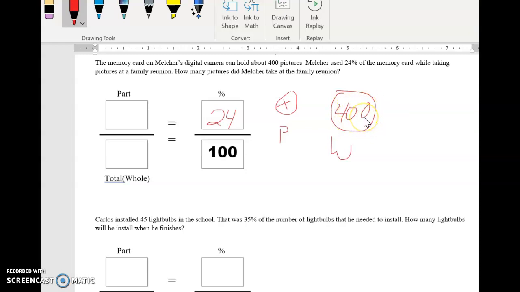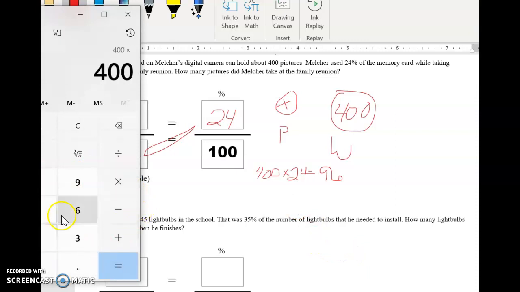On that camera, I can take 400 pictures. I can't take 500. I can't take 600. I can take up to 400 pictures. But he didn't use the whole thing. I'm trying to figure out how many pictures he used. So now here, I multiply 400 times 24. And again, if you do not know, use a calculator, but that should be 96. I'm going to double check just to make sure.